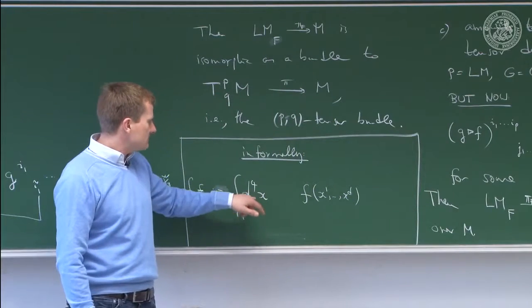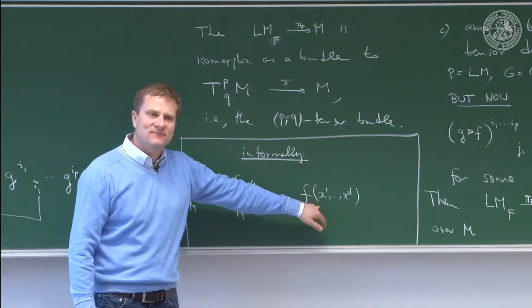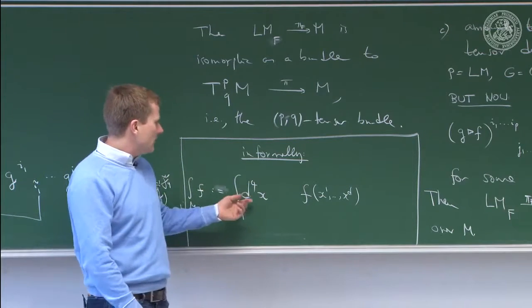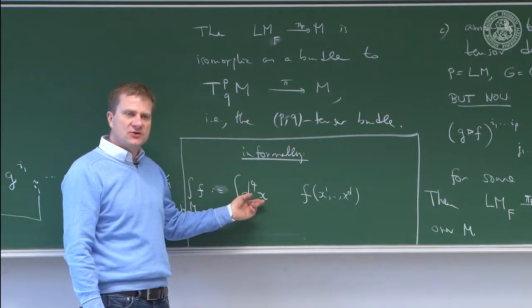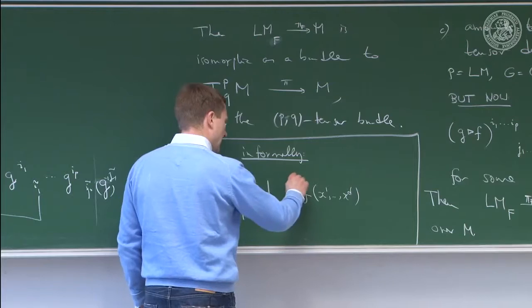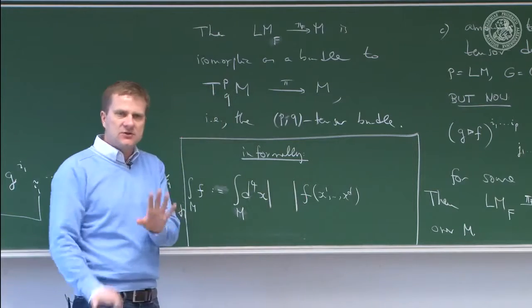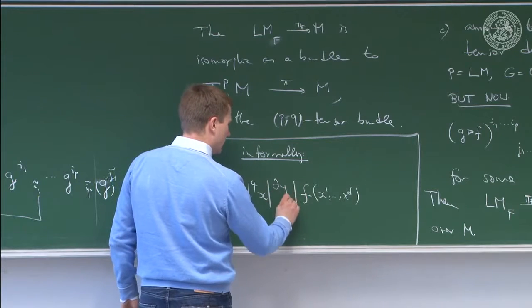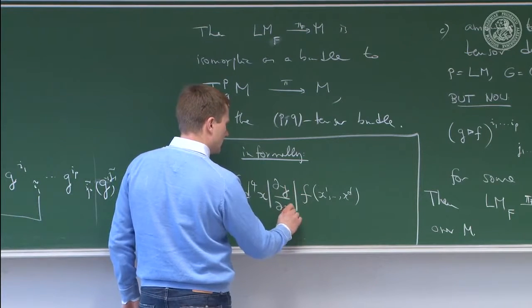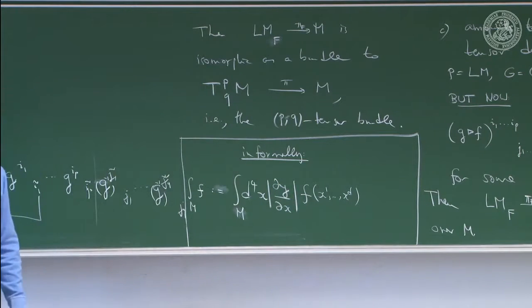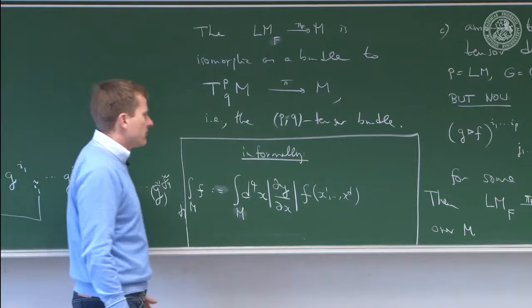This d to the x is already in the chart. You push this down to a chart, and there you can do this. But now assume you had chosen a different chart. You know what happens then? If you choose a different chart, you pick up, by the rules of integration in the chart, which is analysis on R^d, a Jacobi determinant of the new chart map with respect to the old one. Now that's of course a disaster.